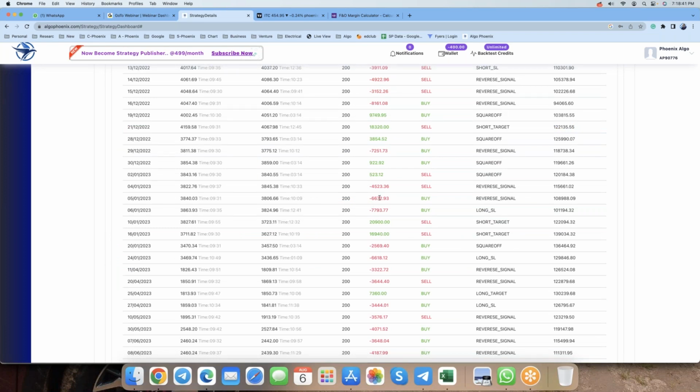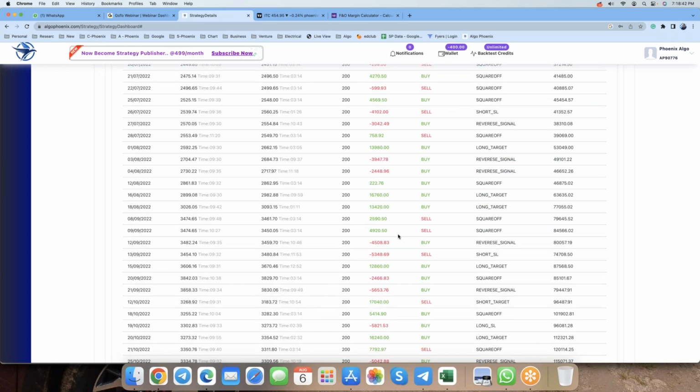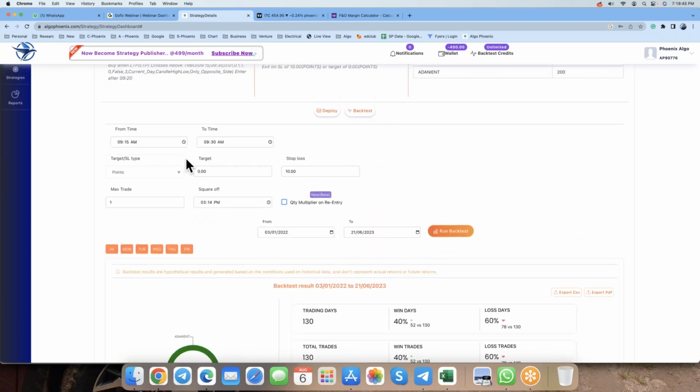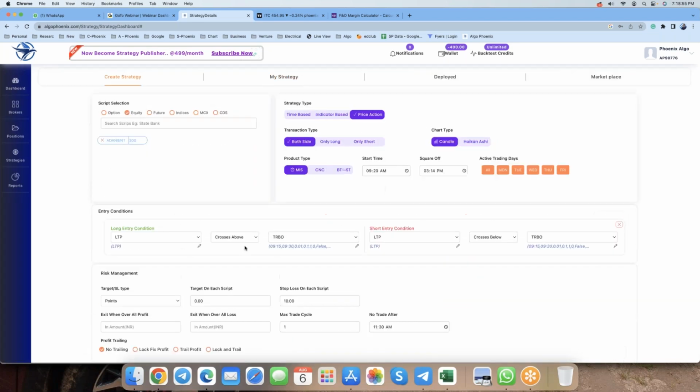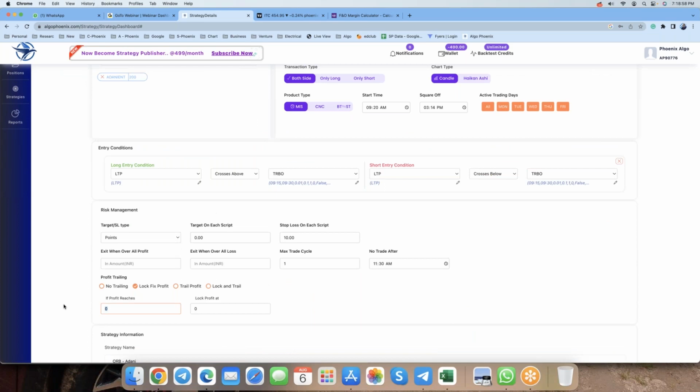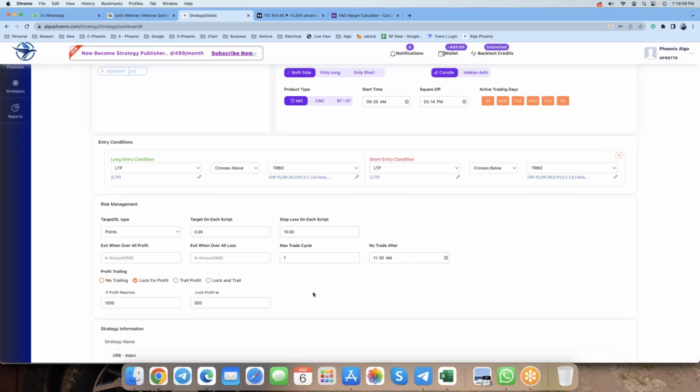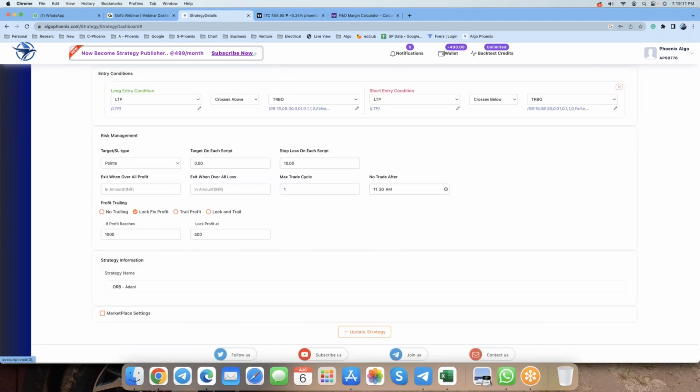If I reduce the stop loss to 3,000, the backtesting will not take it into account. If we go to the live market, we can restrict this amount and give a stop loss of 2,000 or 3,000 rupees. But as of now, I will try a small modification. I will lock my profit: if it goes to 1,000 rupees, lock my profit of 500. And I need only one trade in a day. Update the strategy.